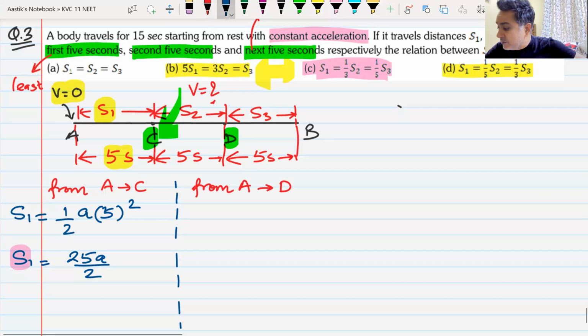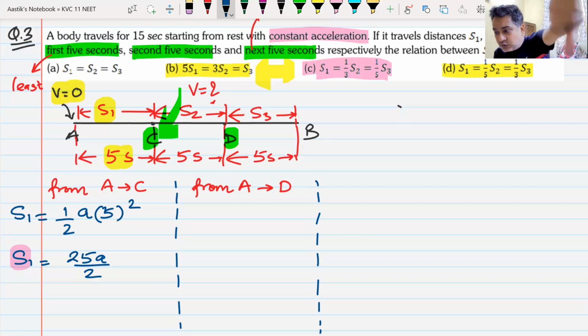Why can I do this? Because from A to D, the acceleration is constant. If the acceleration is constant, you can make equation from any point to any point. Do we understand this? Yes or no? So now I make equation from A to D. What is the displacement? Look at the diagram and tell me what is the displacement from A to D. Displacement becomes S1 plus S2. Yes or no?